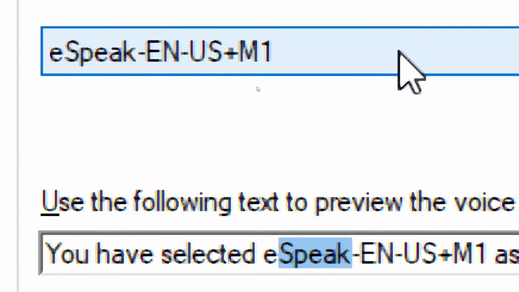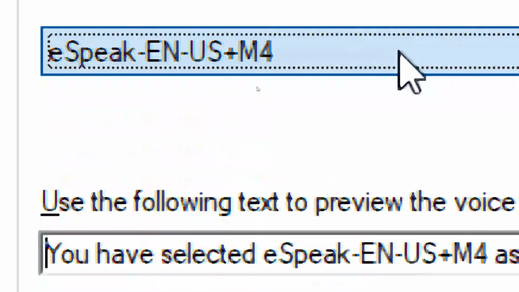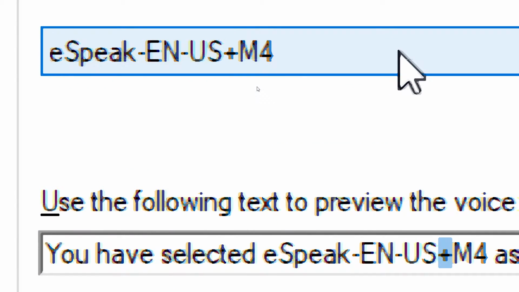You have selected eSpeak ENUS plus M1 as the computer's default voice. You have selected eSpeak ENUS plus M2 as the computer's default voice. You have selected eSpeak ENUS plus M3 as the computer's default voice. You have selected eSpeak ENUS plus M4 as the computer's default voice. You have selected eSpeak ENUS plus M5 as the computer's default voice.